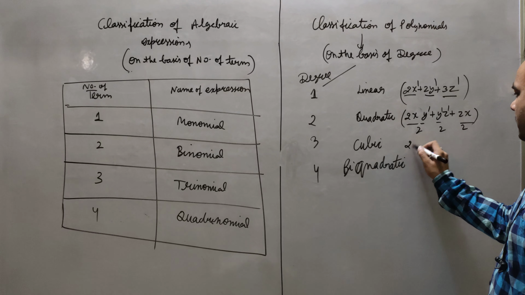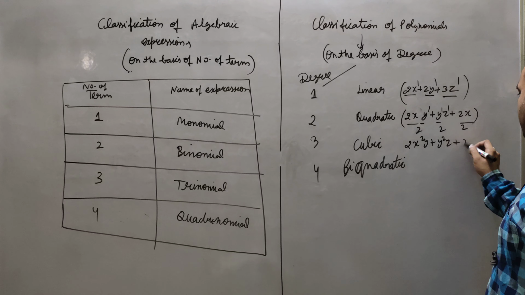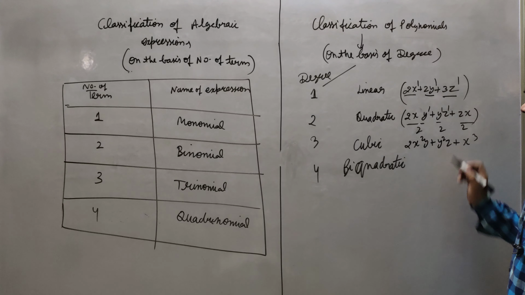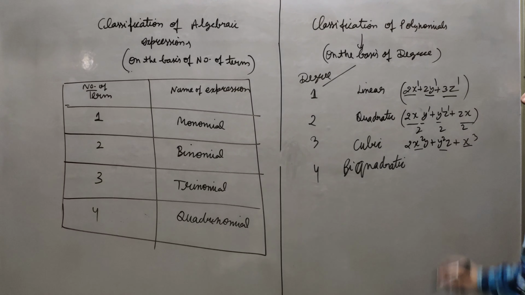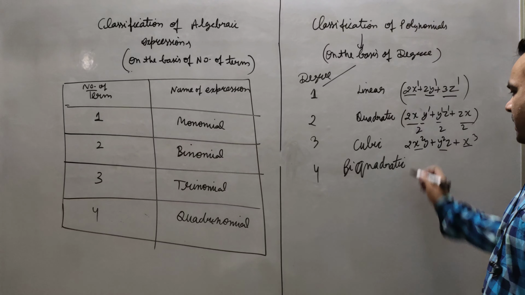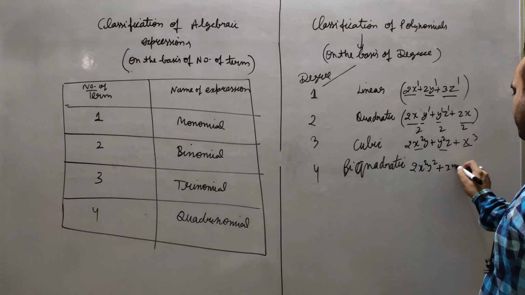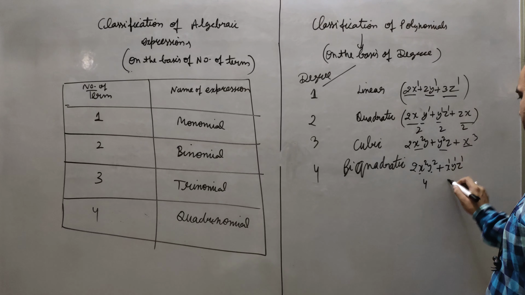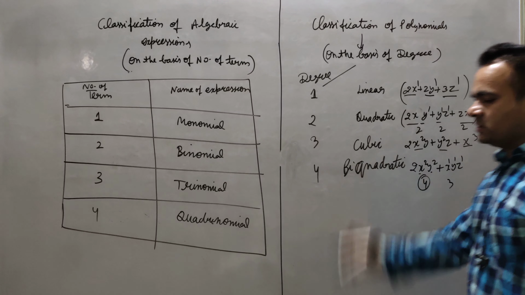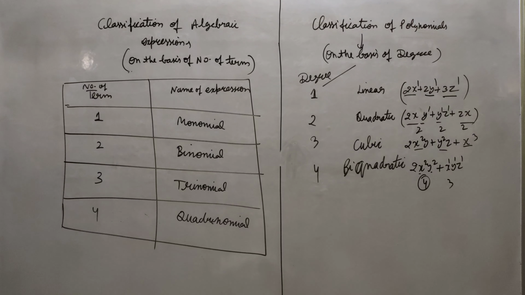For cubic, what will it be? 2x square y plus y square z plus x cube. You can see the maximum power is coming 3 in this case also, in this case also, in this case also. So it is cubic. And for biquadratic, suppose the maximum power is coming 2 to 4 and here 1 1 3, so the maximum power is 4, which means it is biquadratic. Now I am coming to the next step.